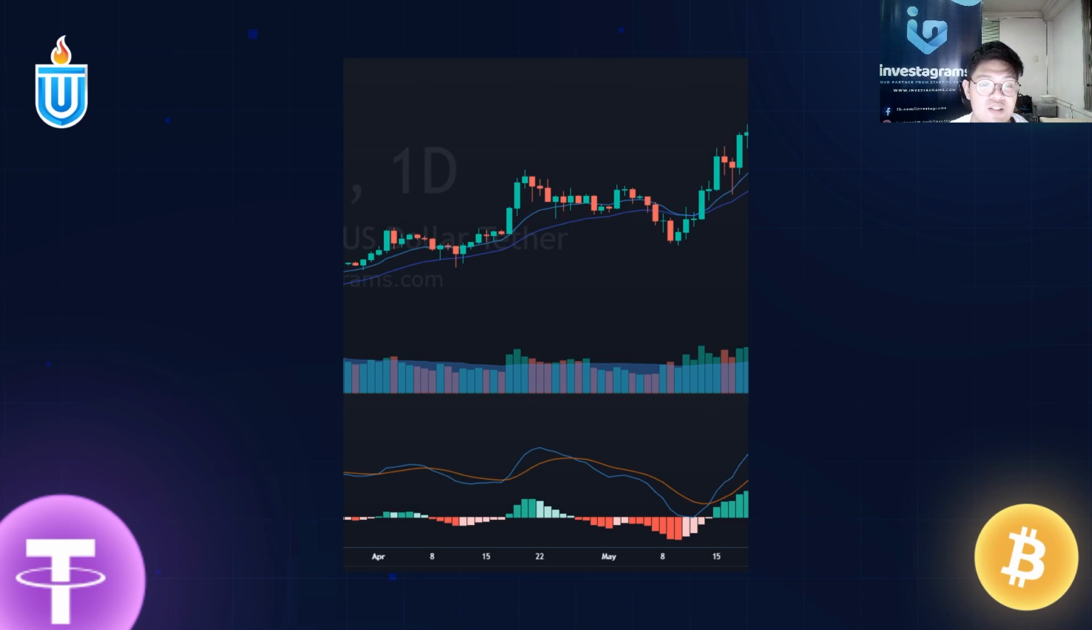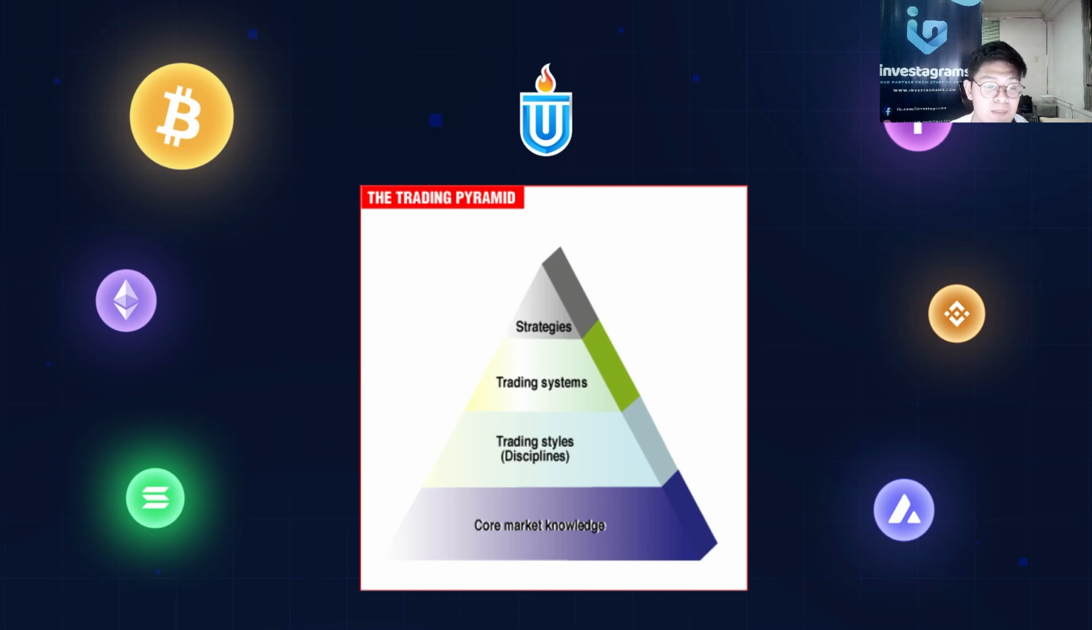So usually, yung signal is that when the MACD goes above the signal line, it's usually seen as a buy signal. And on the other hand, if the MACD goes below the signal line, it's usually seen as a sell signal. And so that's it for the MACD.